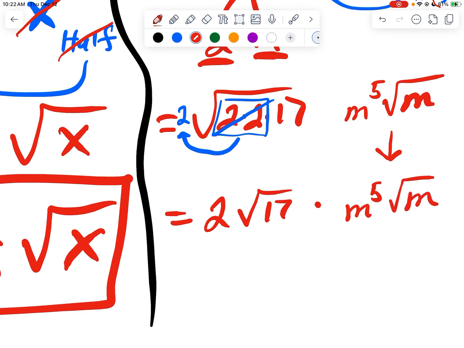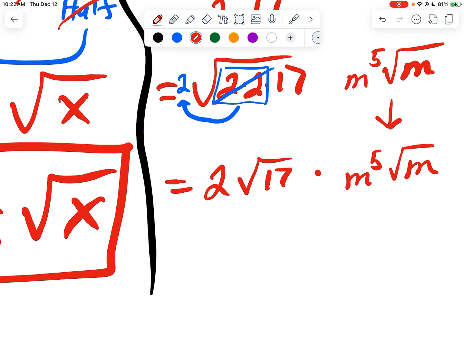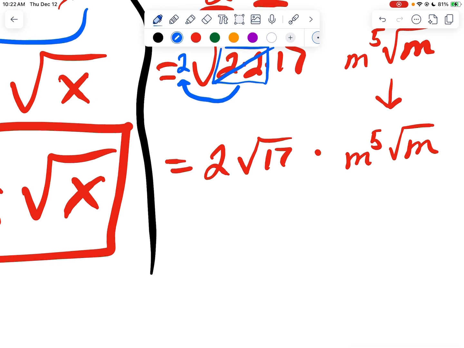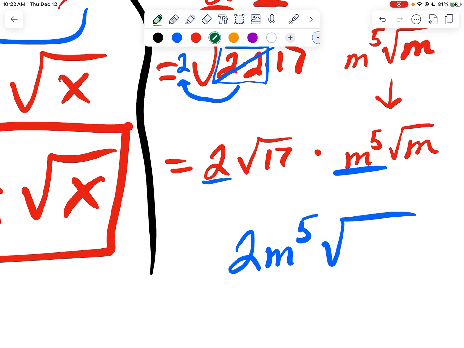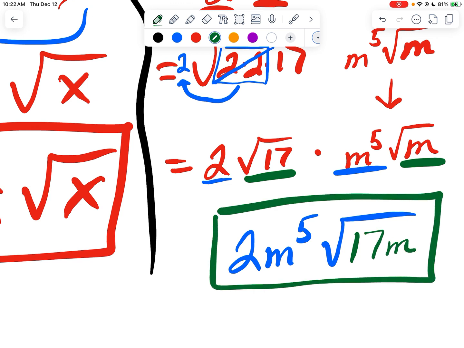So I have to multiply these two together, and when you have numbers on the outside of the radical and inside the radical like we do here, you just multiply the outsides together, multiply the insides together. So we're going to do 2 times m to the 5th, which once again, number times a letter, just push them together. So we'll have 2 times m to the 5th. Square root of what's inside the radical will multiply together. So 17 times m, which would be number times a letter, so we'll push them together. 17 times m for our final answer.